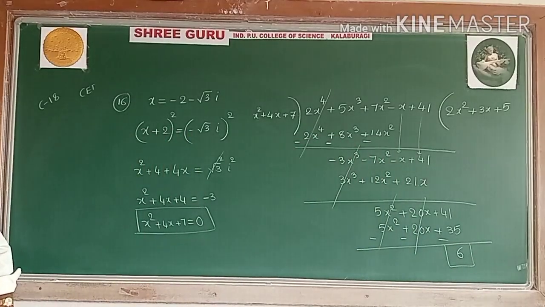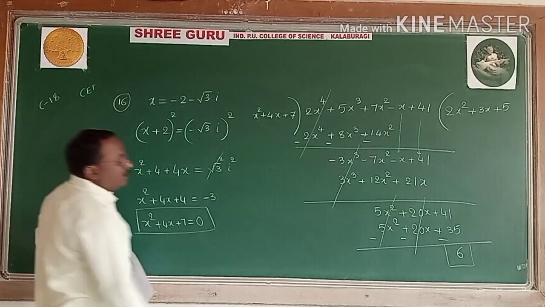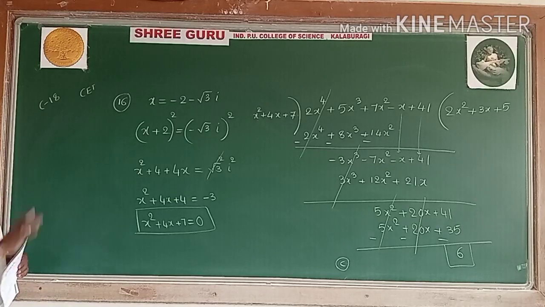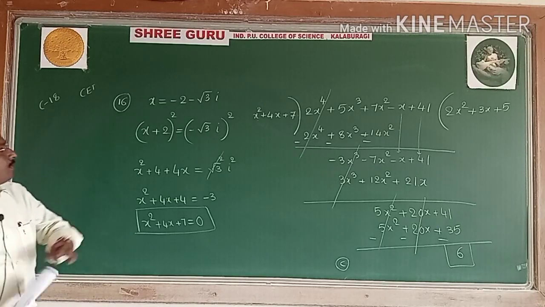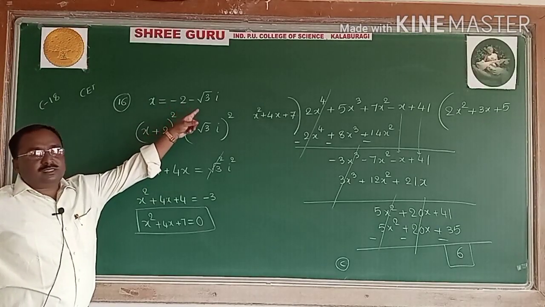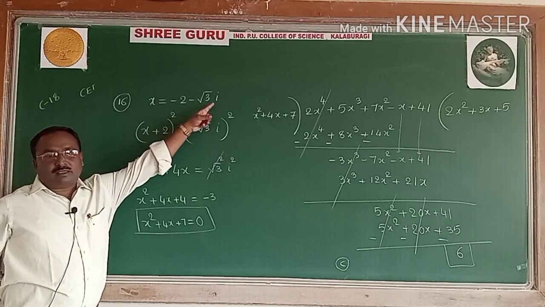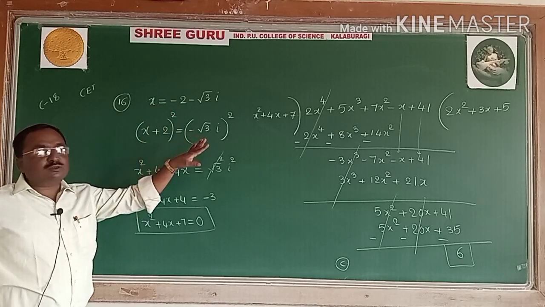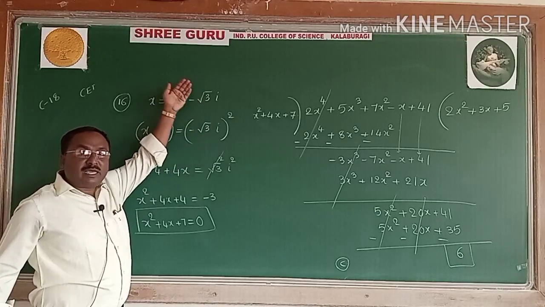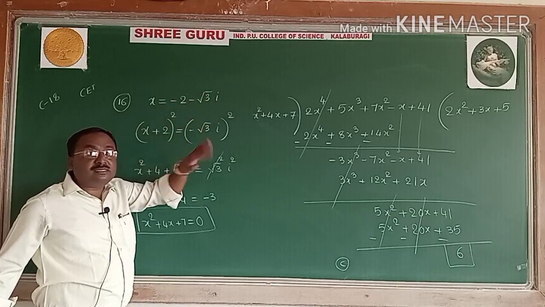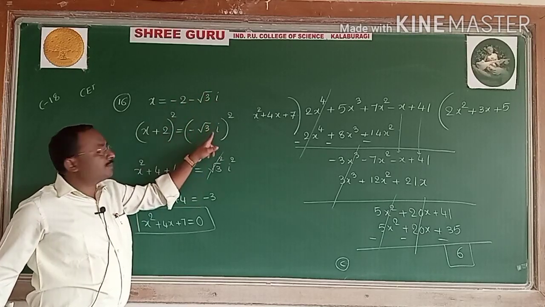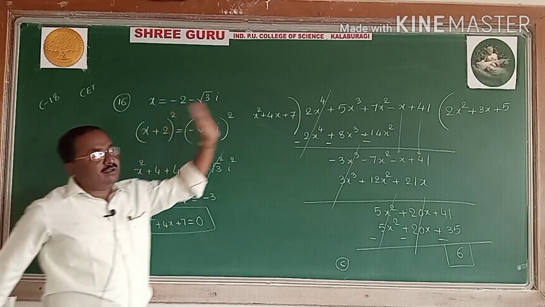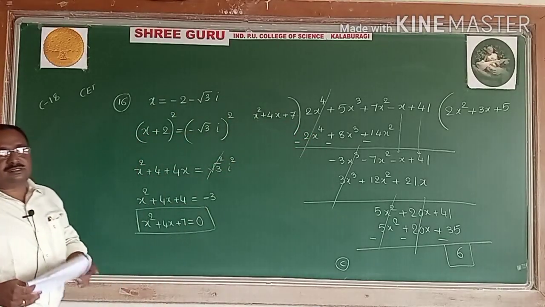Here, option C is the correct answer. C is the correct answer. That is the divisor. Here x is equal to minus 2 minus root 3i. If we remove i, the imaginary part is removed: minus 2 taken to the left, square on both sides. If we keep it as it is and square on both sides, i is again present. That's the reason we separate the imaginary part and then square on both sides. We will get the quadratic factor that divides, and the remainder is the answer.